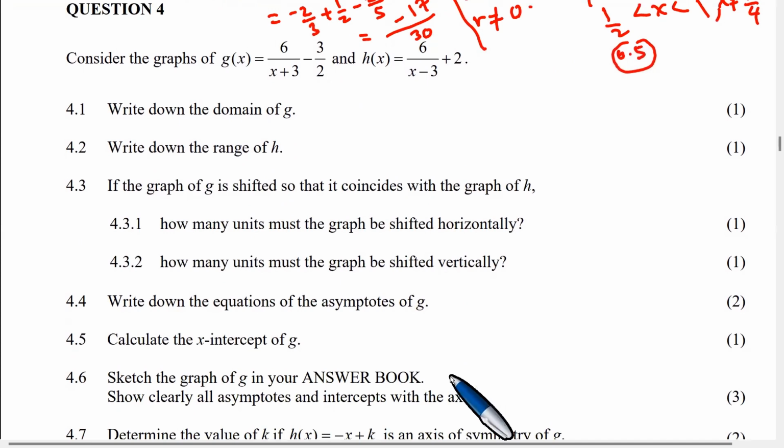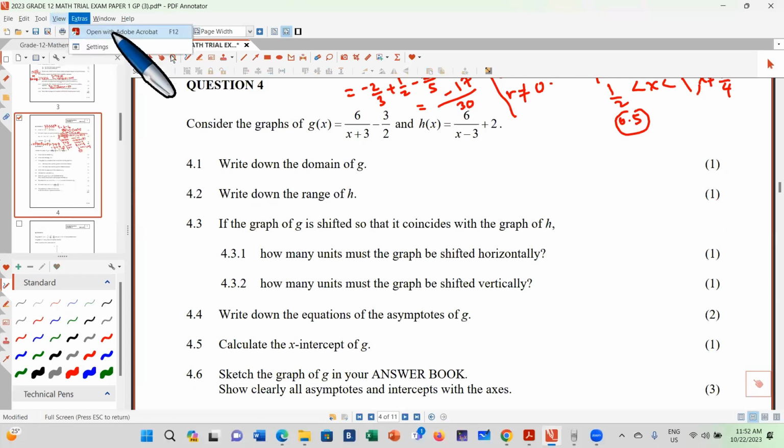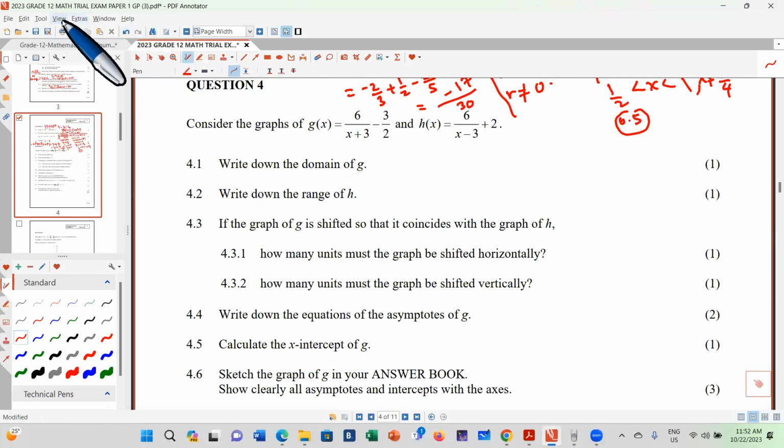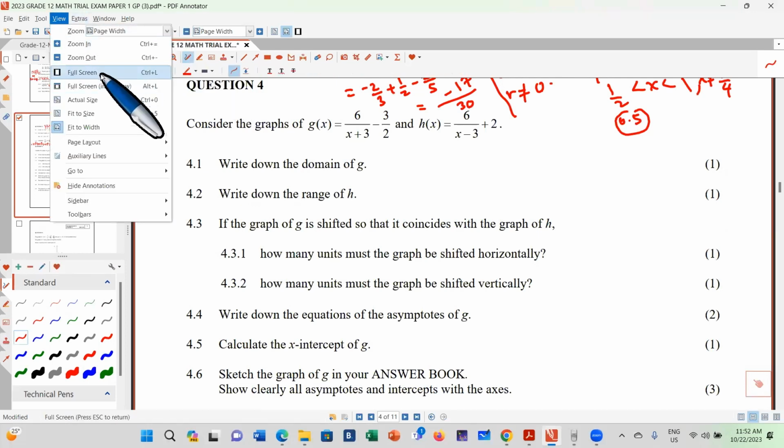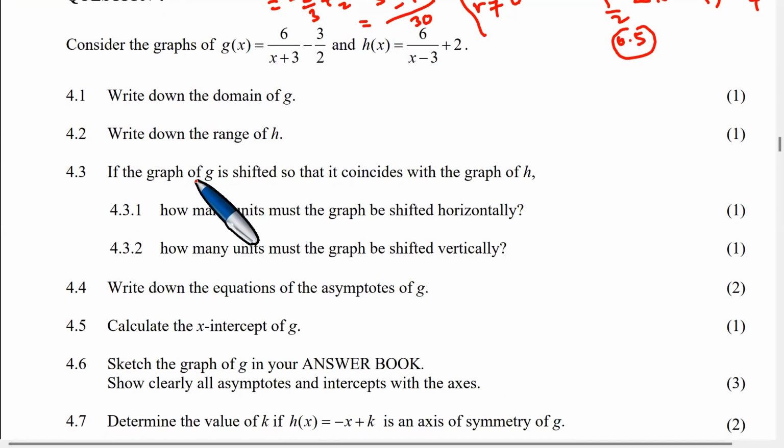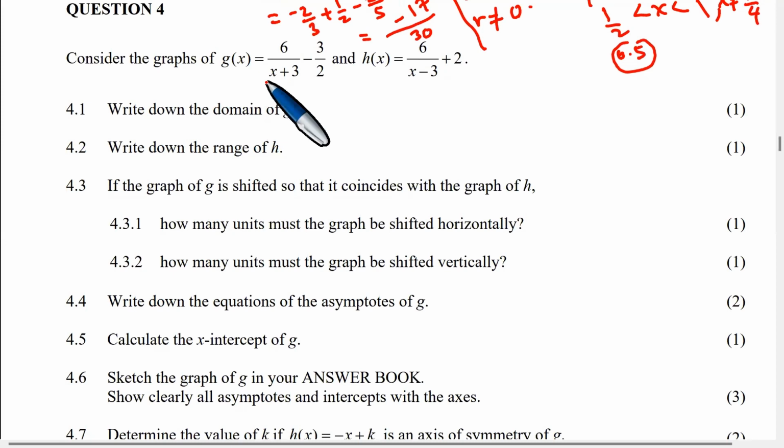Okay, let's enjoy some of these basic things on graphs. These graphs are part of both matric and grade 11 syllabi. If you look at the two graphs, the g of x graphs, write down the domain of g. What is the domain of g? Anyone?